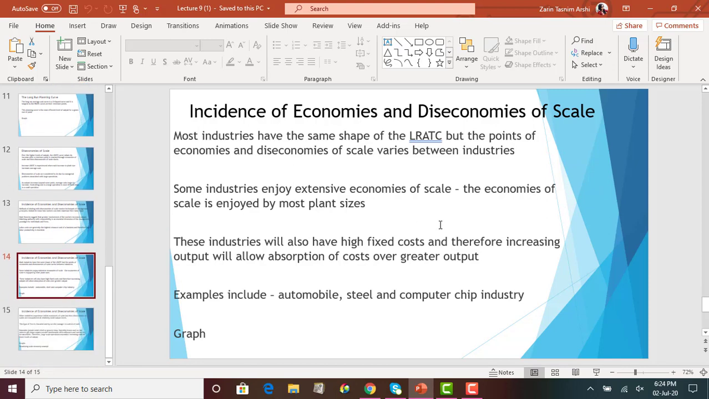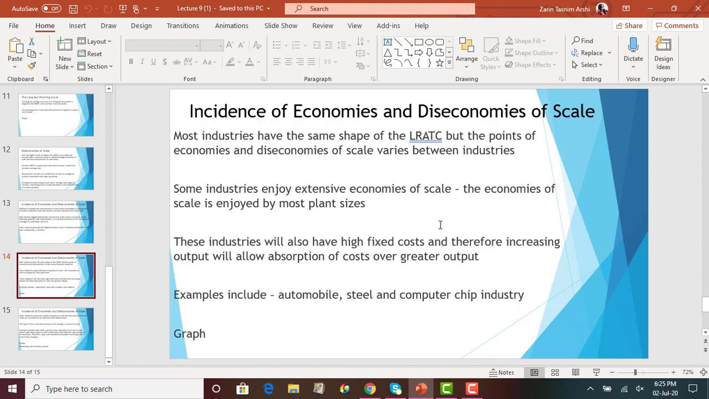Okay, now we saw how the long run average total cost curve looks, but different industries will have a different type of long run average cost curve. The steel industry will have one type. The automobile industry will have another type. Then grocery shops will have another. So different industries will have different shapes of long run average cost curve, but overall they look U-shaped, though they can have different shapes.